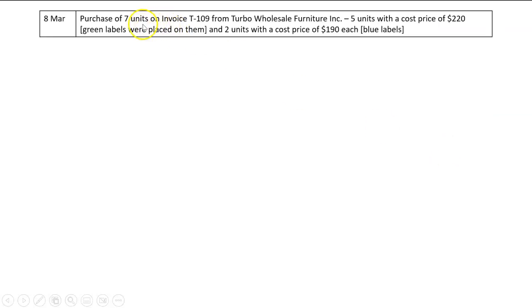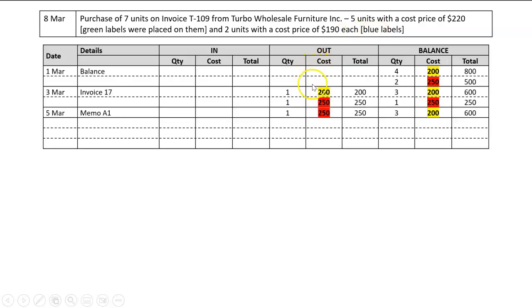8th of March, purchase of 7 units on invoice T109 from Turbo Wholesale Furniture Inc. 5 units with a cost price of $220, and we're going to put green labels on those, and 2 units with a cost price of $190 with blue labels. So this doesn't happen often, but sometimes when we buy stuff, it comes in with 2 prices on the one transaction. So here's our inventory card as it is.